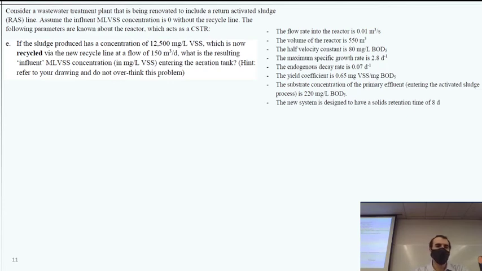So part E asks, if the sludge produced has a concentration of 12,500 milligrams per liter VSS, which is now recycled via the new recycle line at a flow rate of 150 cubic meters per day, what is the resulting, quote, influent MLVSS concentration in milligrams per liter VSS entering the aeration tank? And I make a hint to say, refer to your drawing and do not overthink this problem. I have given this on an exam before, and I had a lot of students overthink it and try too much stuff to do more than what was asked.